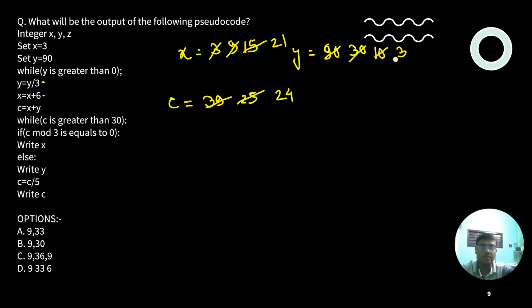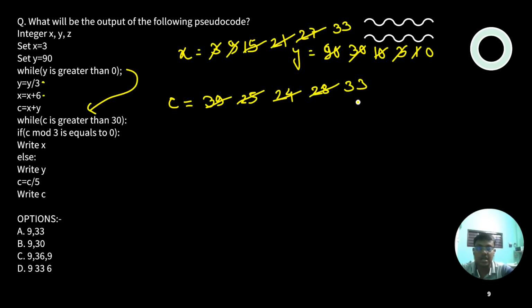Next, we check again, is y greater than 0 or not? Yes, it is greater. So we do the first operation. So 3 by 3 is 1, and x equals x plus 6, that would be equal to 27, and c equals x plus y, so that would be equal to 28. Again we check, y is greater than 0. Yes, so we do y equals y by 3. So 1 by 3 would be 0, and 27 plus 6 would be 33, and 33 plus 0 is 33. Now we check again, y is greater than 0, no. So we move out of this loop now.